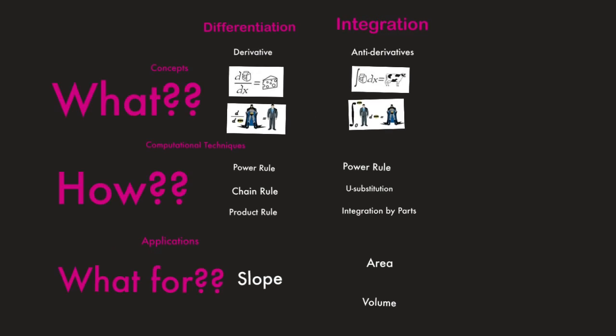In both units, you want to answer three main types of questions. The first one is, what's the main concept? Second, how do you compute it? And finally, why do you want to compute it? What for? What are the applications? Now the answers to those questions in these two units are going to be parallel in the following sense.